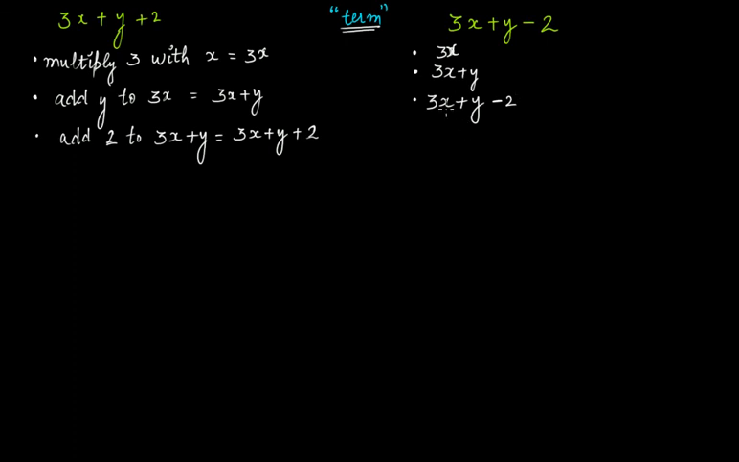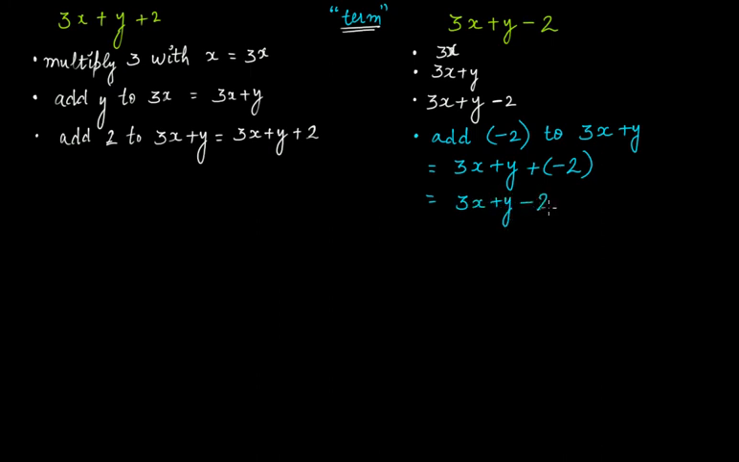For the third step, the best way is to add minus 2 to 3x plus y. So this becomes 3x plus y plus (minus 2). This gives you what? Plus outside the bracket will make the final sign minus. So 3x plus y minus 2.